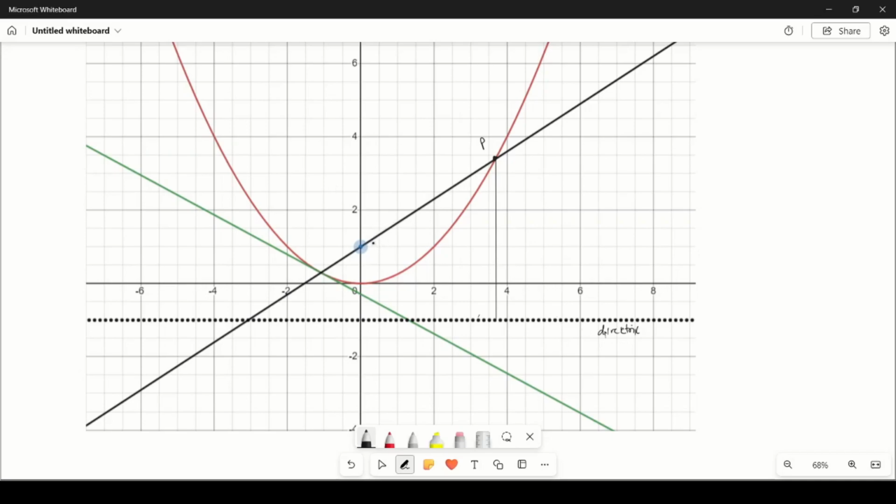They're going to be equal. So the line from the focus to the parabola and the line from the parabola to the directrix are equal in length. That's the definition of the parabola.